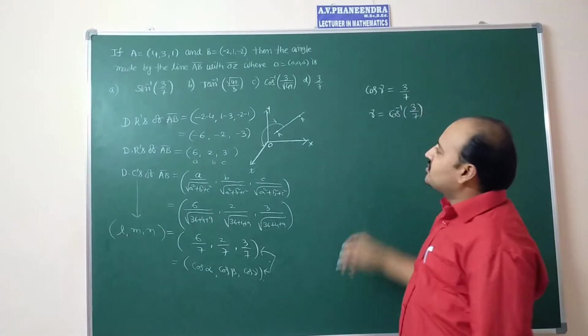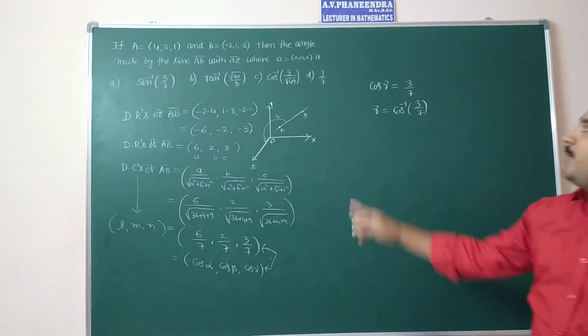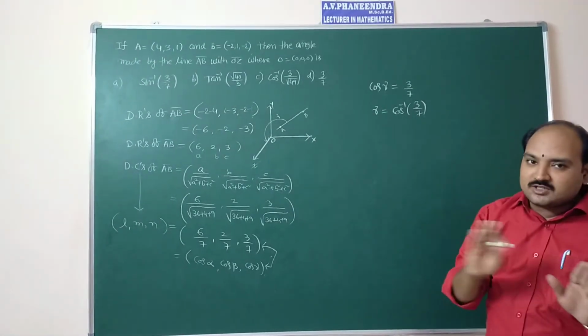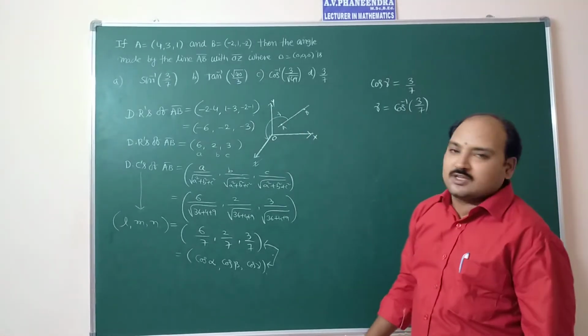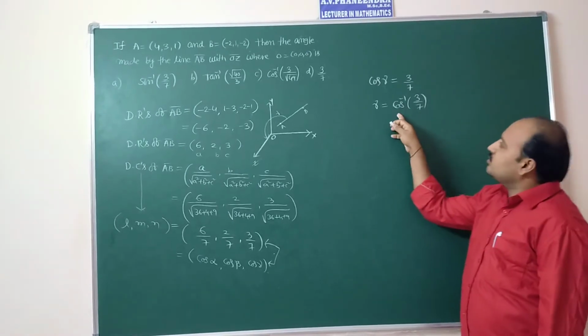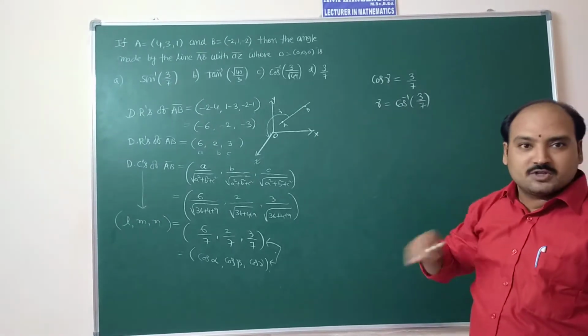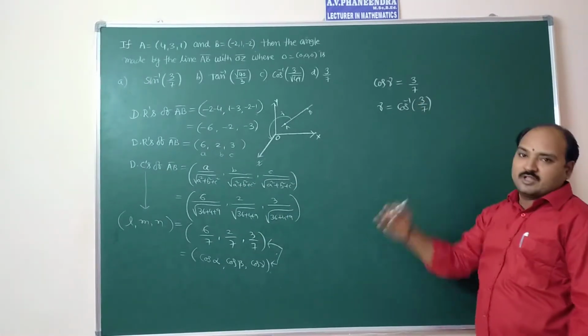You observe the options, cos inverse of 3 by 7, there is no option at all. 3 by 7 is there, but they are not asking the cos gamma value. They are asking the gamma value. So gamma is cos inverse of 3 by 7, and it is not there in the options. We will go for either sine inverse or tan inverse or cos inverse of some other value.